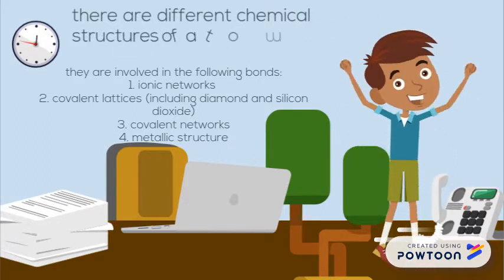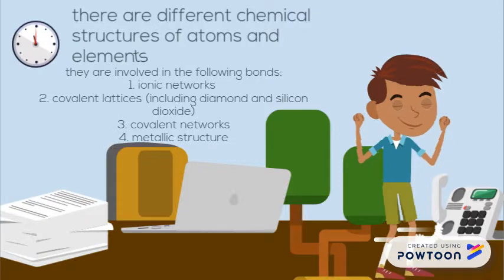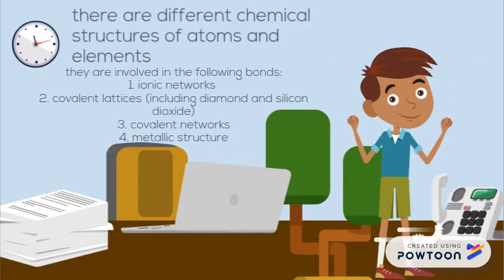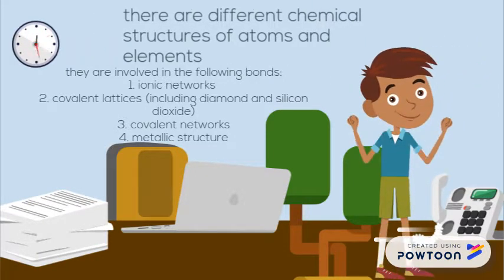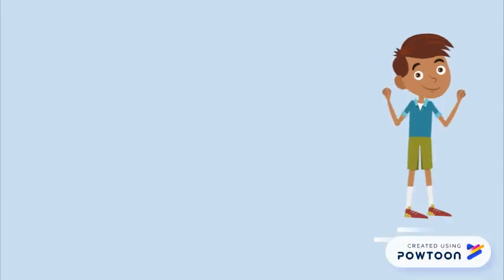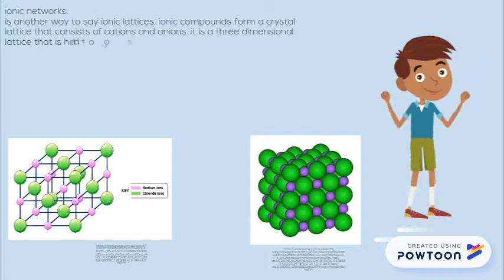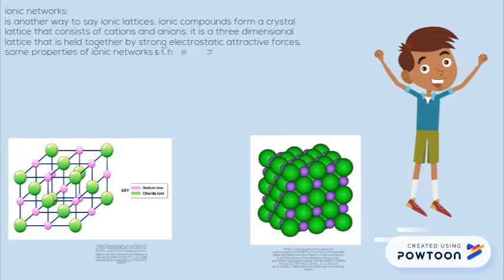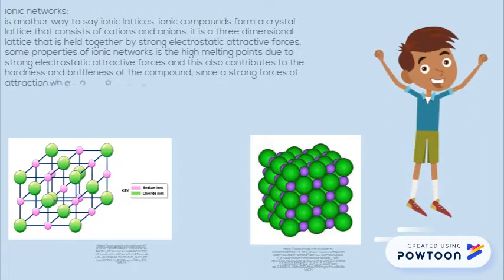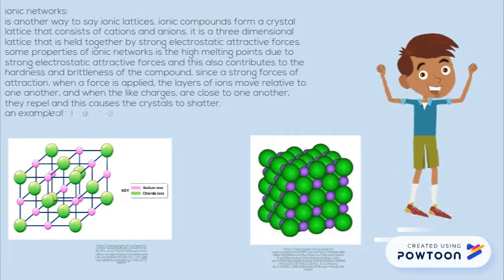They are involved in the following bonds: ionic networks, covalent lattices, covalent networks, and metallic structures. Ionic networks is another way to say ionic lattices. Ionic compounds form a crystal lattice that consists of cations and anions. It is a three-dimensional lattice that is held together by strong electrostatic attractive forces.